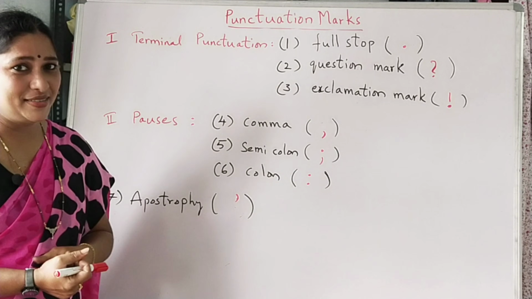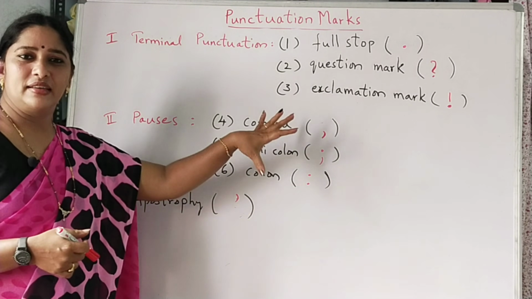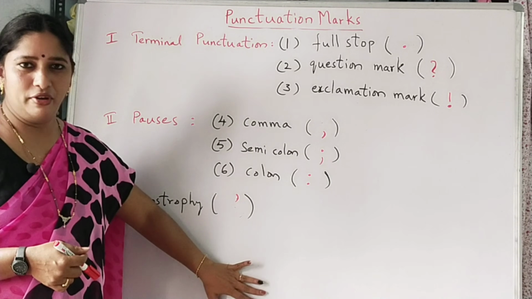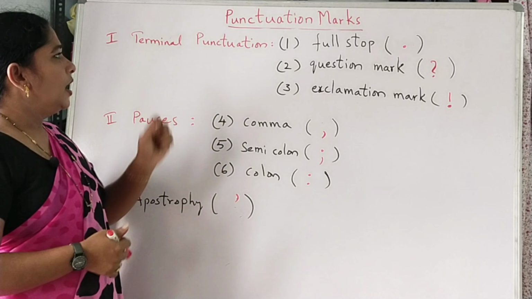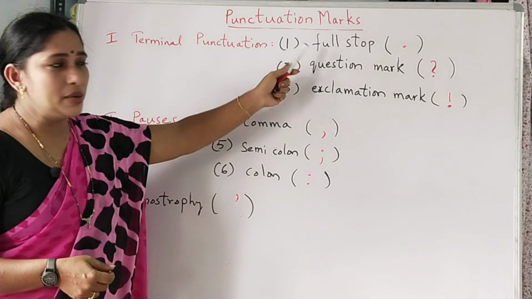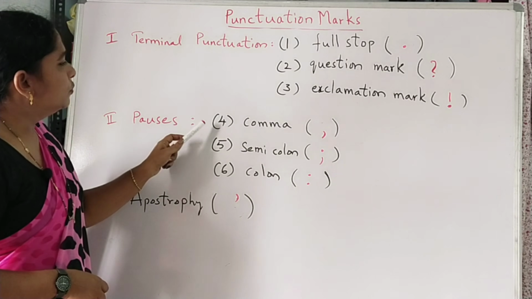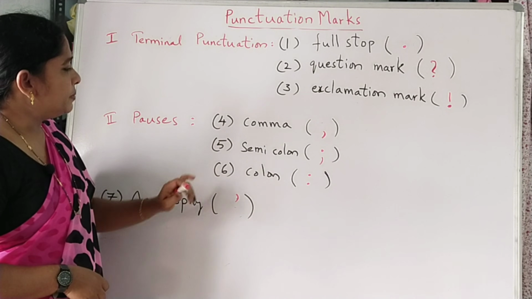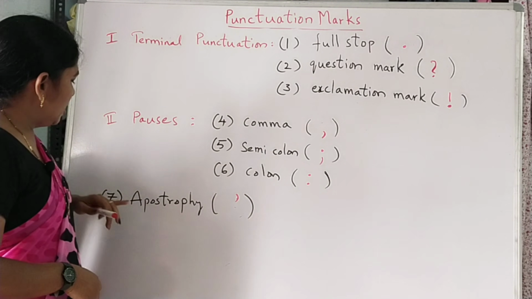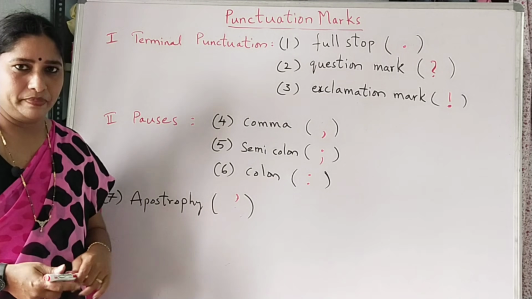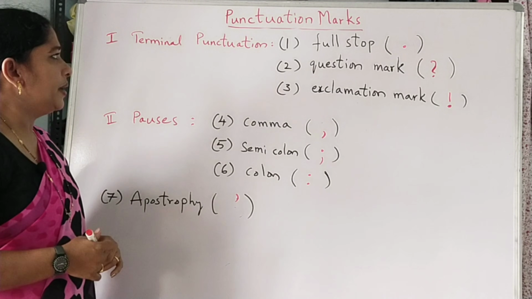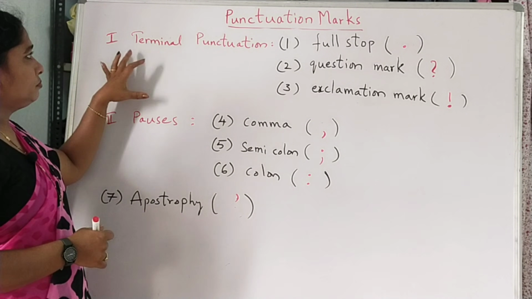Now let us see the subject. There are 7 punctuation marks, and I'm going to explain all 7. The first one is full stop, second one question mark, third one exclamation mark, fourth one comma, fifth one semicolon, sixth one colon, and seventh one apostrophe.